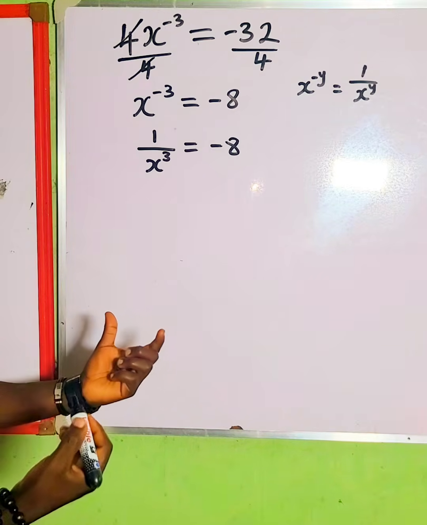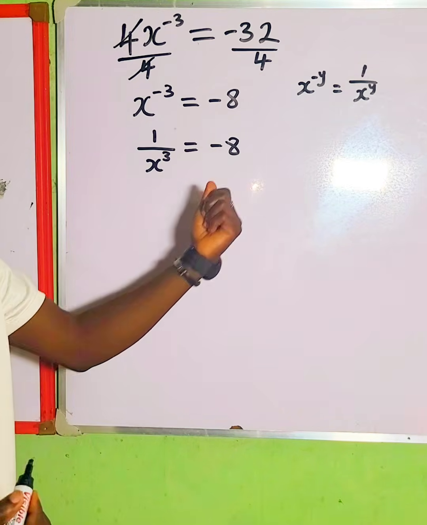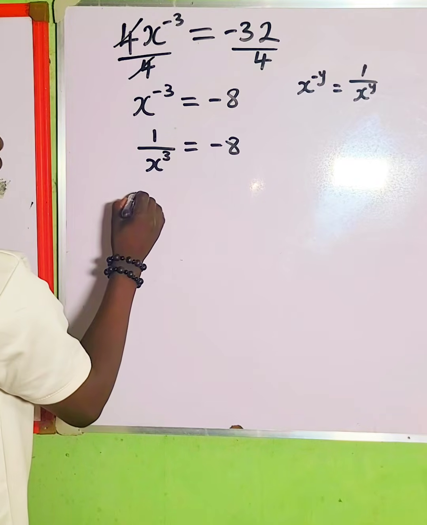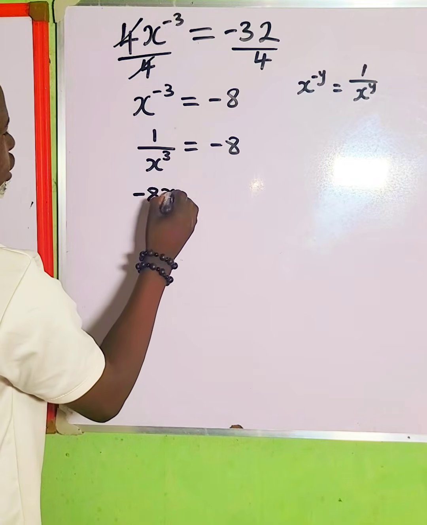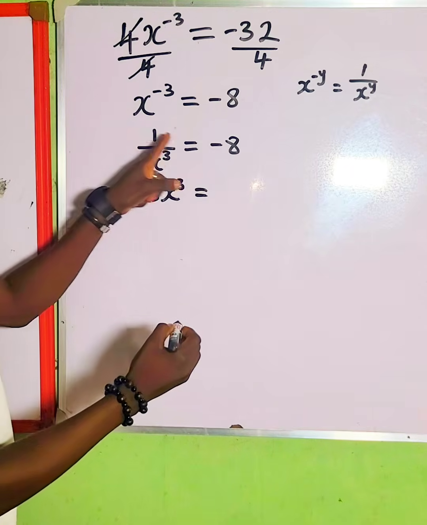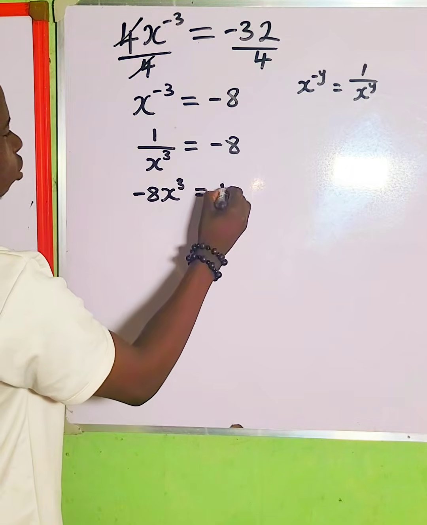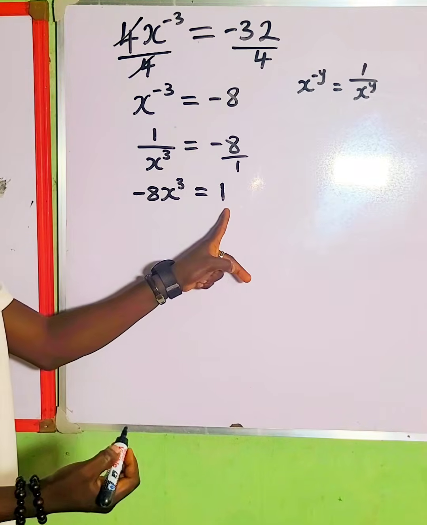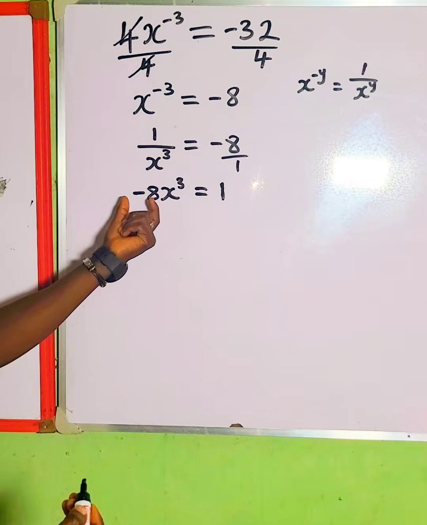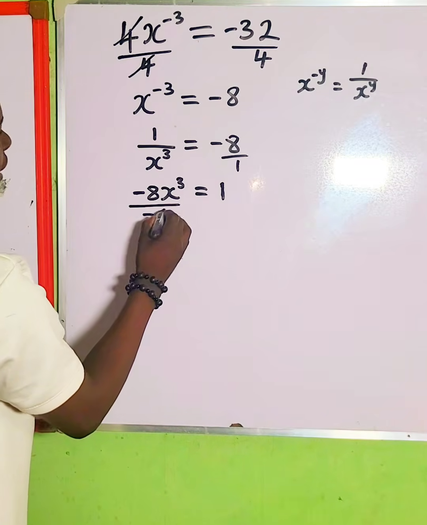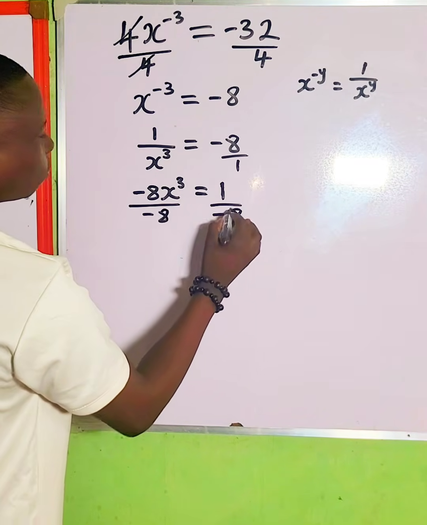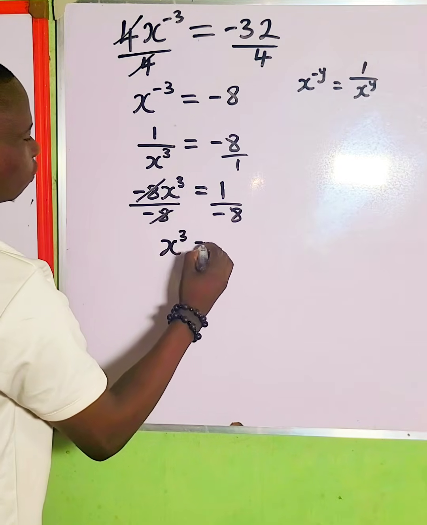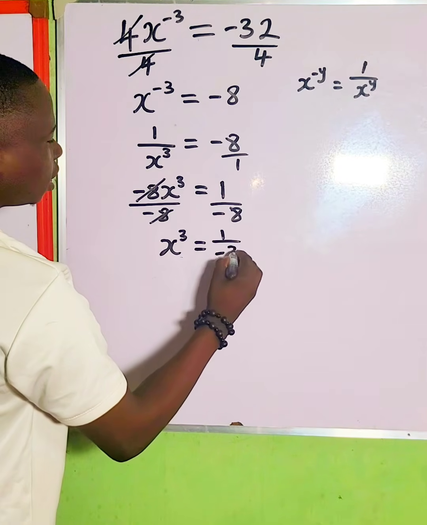So the next step here, we can use a different method, but let's use cross multiplication. So x raised to the power of 3 multiplied by negative 8 is going to give us negative 8x to the power of 3, which is equal to this one multiplied by, this is just an ordinary 1, because here is the same as 1, then 1 multiplied by 1 is the same as 1. So the next step is to divide both sides by this negative 8. So we divide the left hand side by negative 8, then the right hand side by negative 8. So this is going to cancel. We have x raised to the power of 3 is equal to 1 over negative 8.